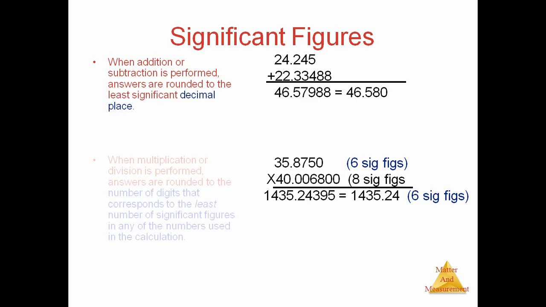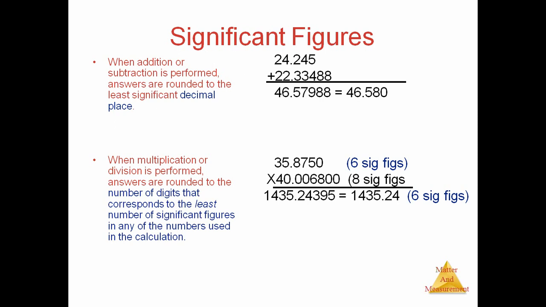Conversely, with multiplication and division, the answer can be no more accurate than the least accurate number being used to select the answer. In this case, when it's performed, it's rounded to the digit that corresponds to the least number of significant figures in any of the numbers used during that calculation.